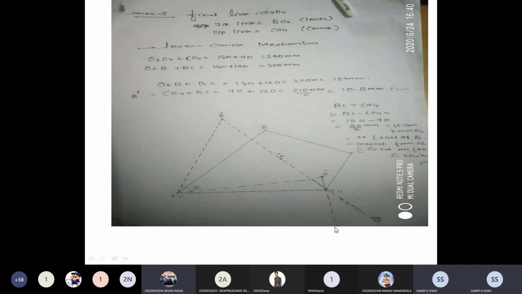Yes, sir, but how do we get that O4 B double dash line? That's the problem. So what is the exact dimension of O2B double dash? That would be 30 mm. If you take a scale of 1 by 2, then it may be 15 mm, and if you take the scale of 1 by 1, then it may be 30 mm. So not O B double dash O4, I say O2B double dash.